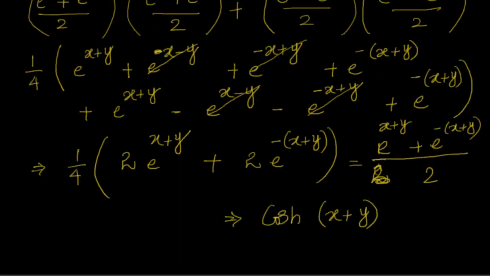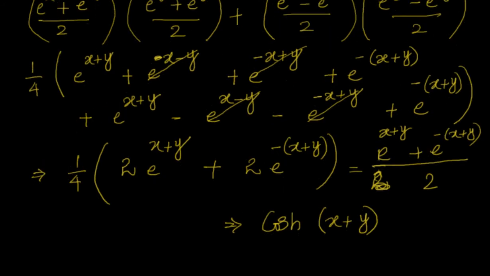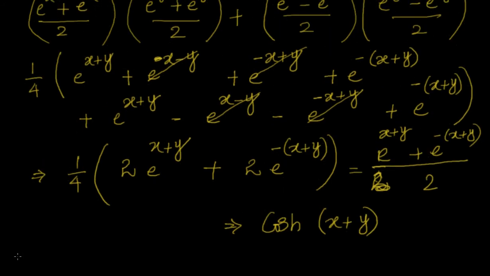Now let's look at the second one. What we have to prove in the second one. Suppose I take cos h of x minus y. Cos h of, I will apply the same formula. I say x plus minus y. Okay, right. Now what is the formula?